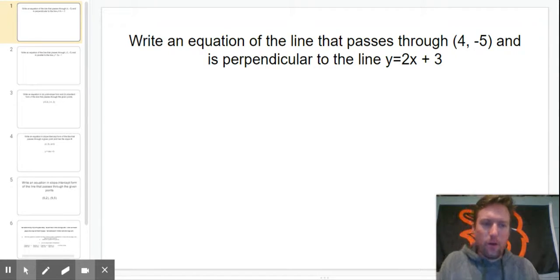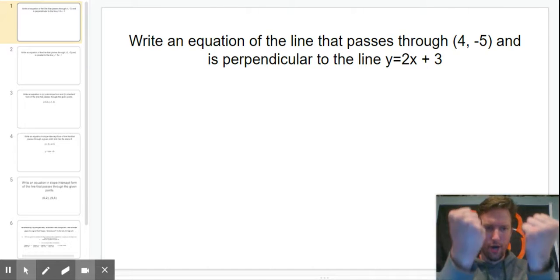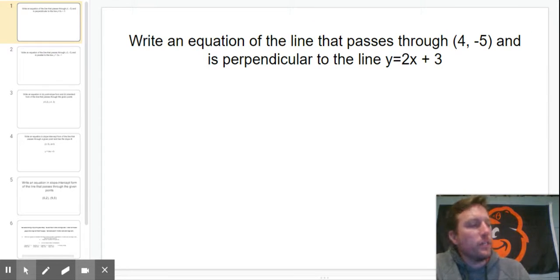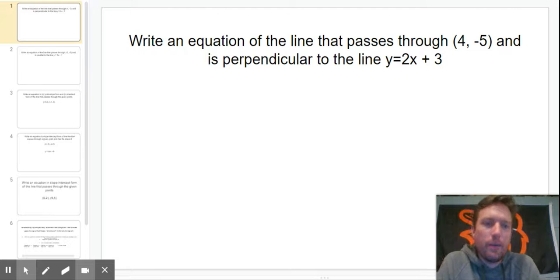This is a video lesson for April 17th, 2020. Yesterday we were writing equations of parallel lines. Today what we're going to be doing is exploring how to write equations of perpendicular lines.